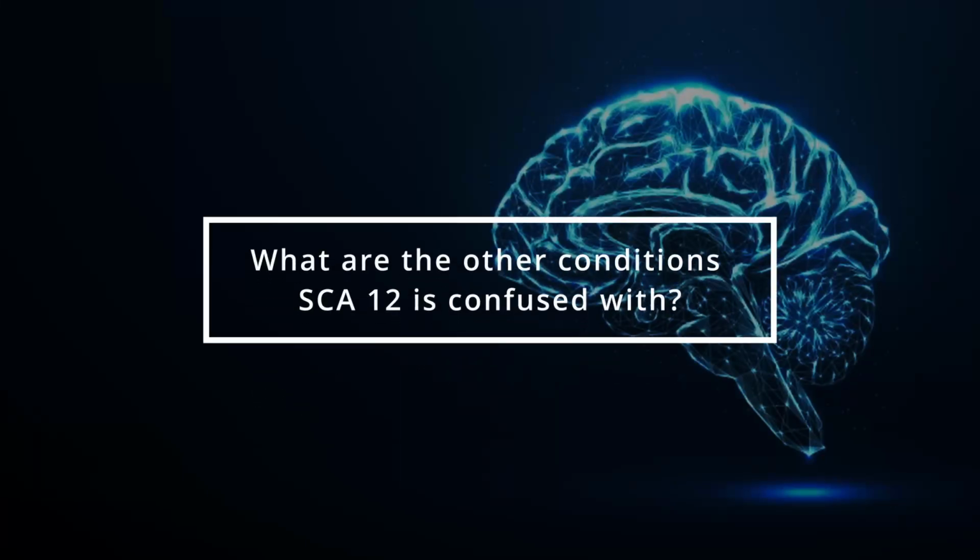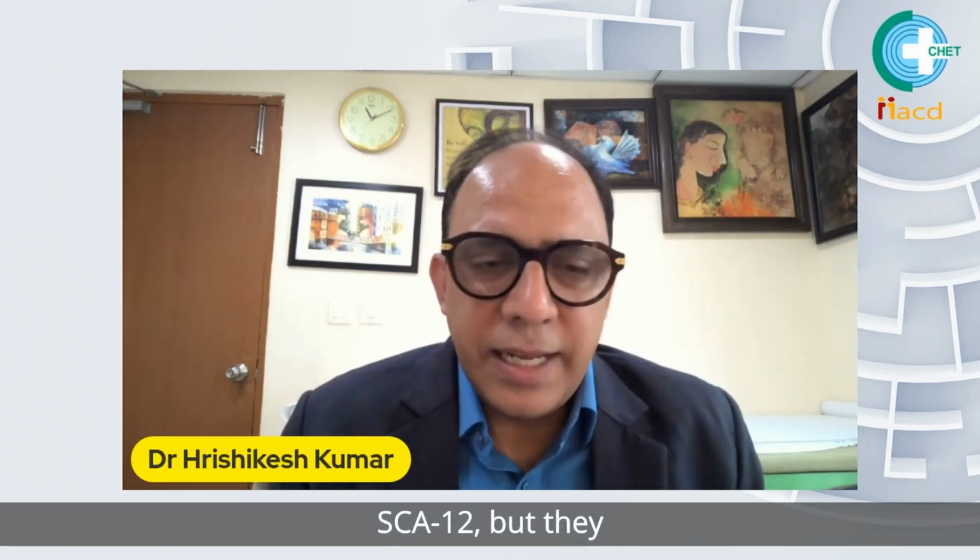What are the other conditions SCA12 is confused with? Let's start with how the patient presents, and that will give the idea of how the patient can be confused for family as well as doctors. The reason I'm telling you is that I have patients clearly SCA12, but they have been diagnosed as Parkinson's disease or some other condition for years altogether.